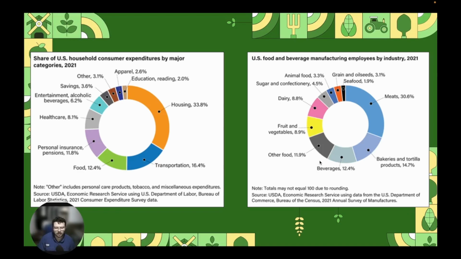And when we look at food and beverage manufacturing by industry, what we see is that meat makes up the majority of our employment by industry. So over 30% of food and beverage jobs in processing are directly related to meat processing. So meat is a major industry in the United States. Dairy is about 8%, fruit and veggies is about 9%, beverage is about 12%, bakeries are about 15%.